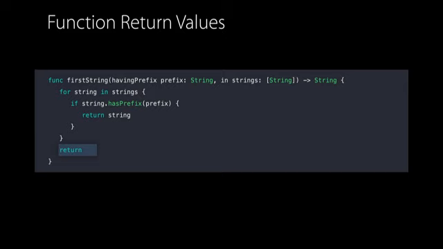But what do you return if the array doesn't contain the string you're looking for? Well, because this function was declared to return a string, the only option you have is some valid string value, in this case the empty string. But this is not good Swift code.